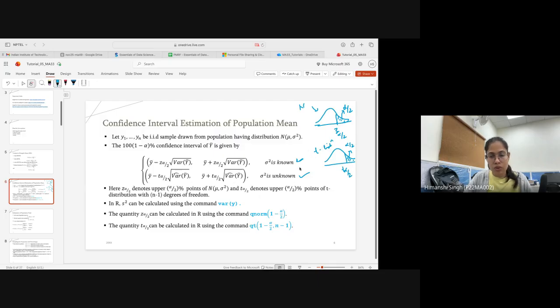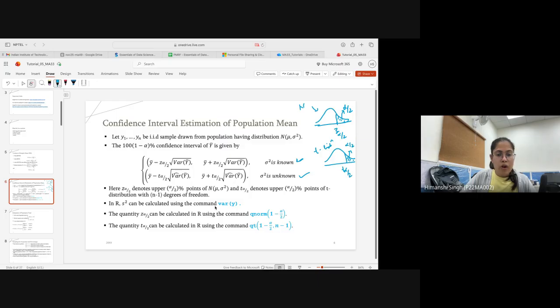However, if I want to use the R language, then we can directly calculate this z alpha by 2 using the command qnorm(1 - alpha/2), and the quantity t alpha by 2 using the command qt(1 - alpha/2, n - 1), where n minus 1 is the degrees of freedom. Now, n is what? n is the sample size we are talking about.